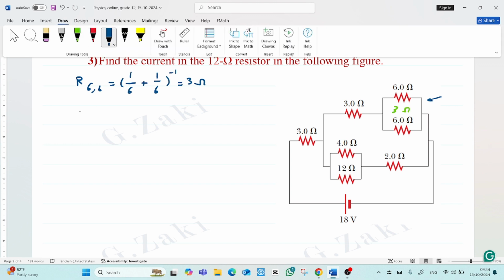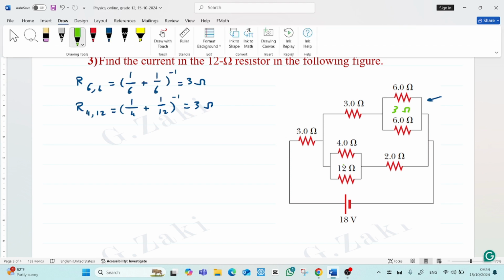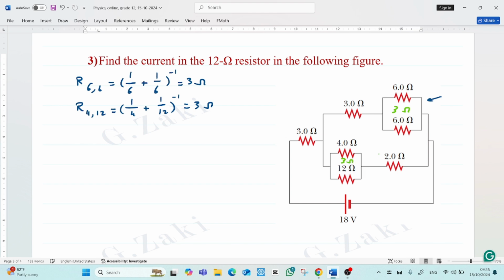Also, we find R of 4 and 12. They are parallel: 1 over 4 plus 1 over 12, all to the power negative 1. It is 3 ohms. Then we can replace 4 and 12 also by 3 ohms. Now the total resistance of this branch, 3 plus 3, is 6 ohms because they are in series now.